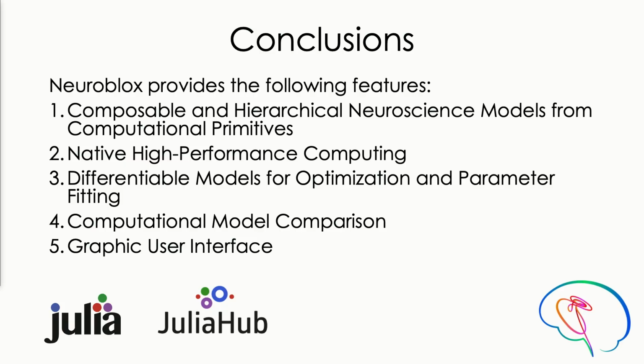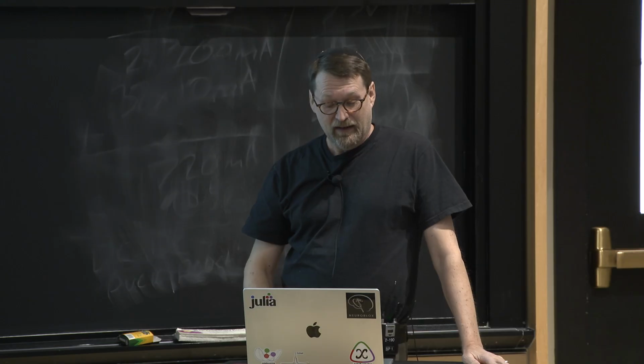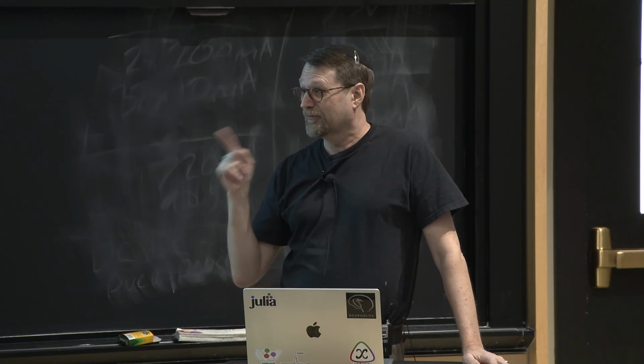So we have differentiable models for optimization and parameter fitting. That also allows us to do computational model comparisons, right? Because if you have two models, they're all differentiable, and we can do parameter fitting, then you can essentially do Bayesian posterior ratios, and then you can tell which model is better. And that's one of our plans in Neuroblox, that we could have people submit different models, and then we can rank them. We can say, okay, how well do they do with respect to the data that is available? And so we also will have a graphical user interface, which I will present right after this.